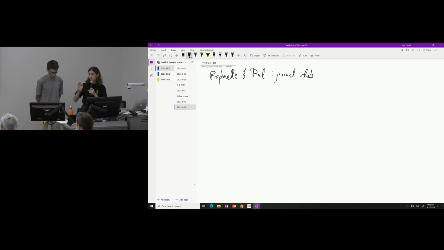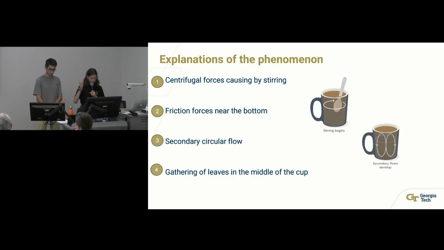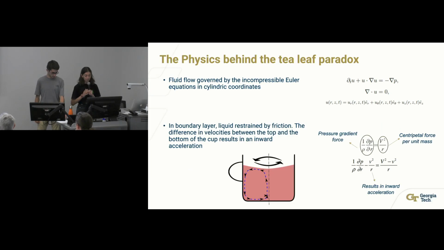And friction on the inside wall and the bottom of the cup creates a secondary flow, like you can see here, whose radial and axial velocity components are not tangential to the direction of the agitation. And that's why the leaves gather in the middle of the cup. So now I will let Paul explain the physics behind the tea leaf paradox.